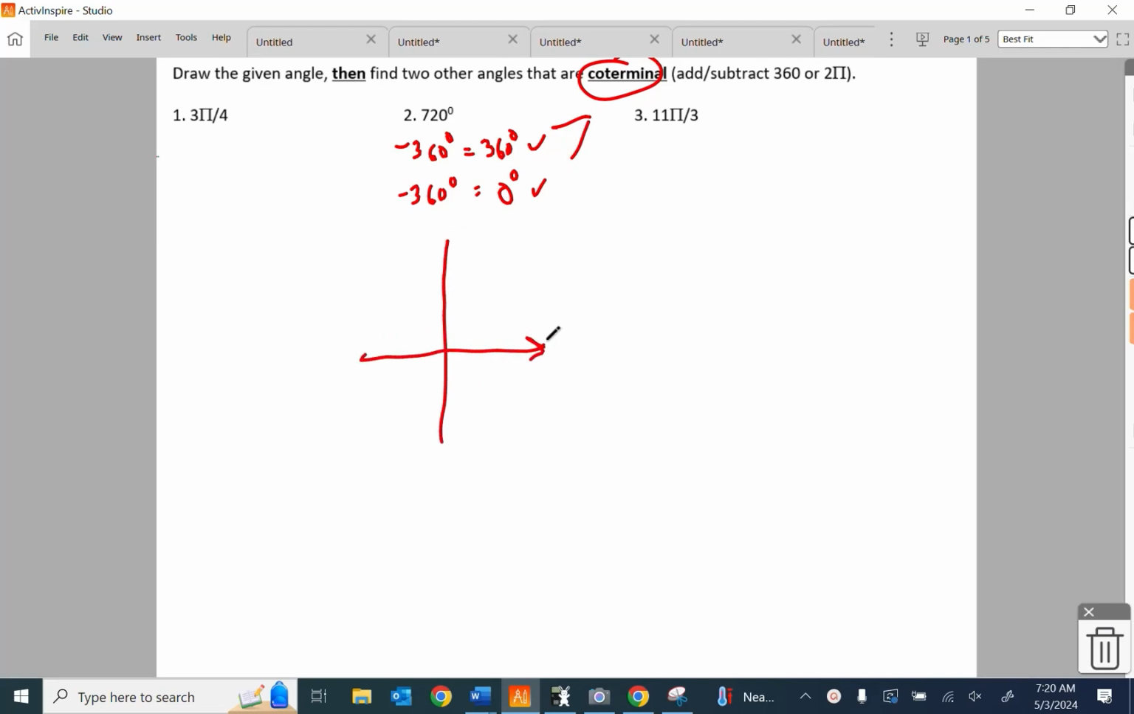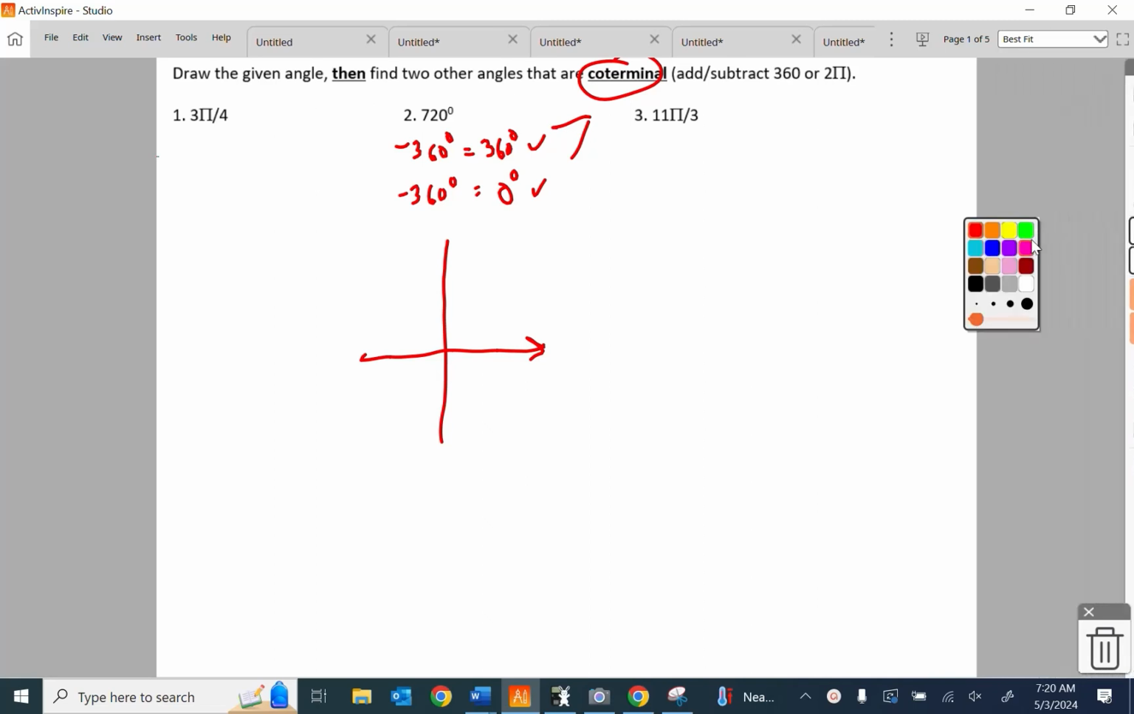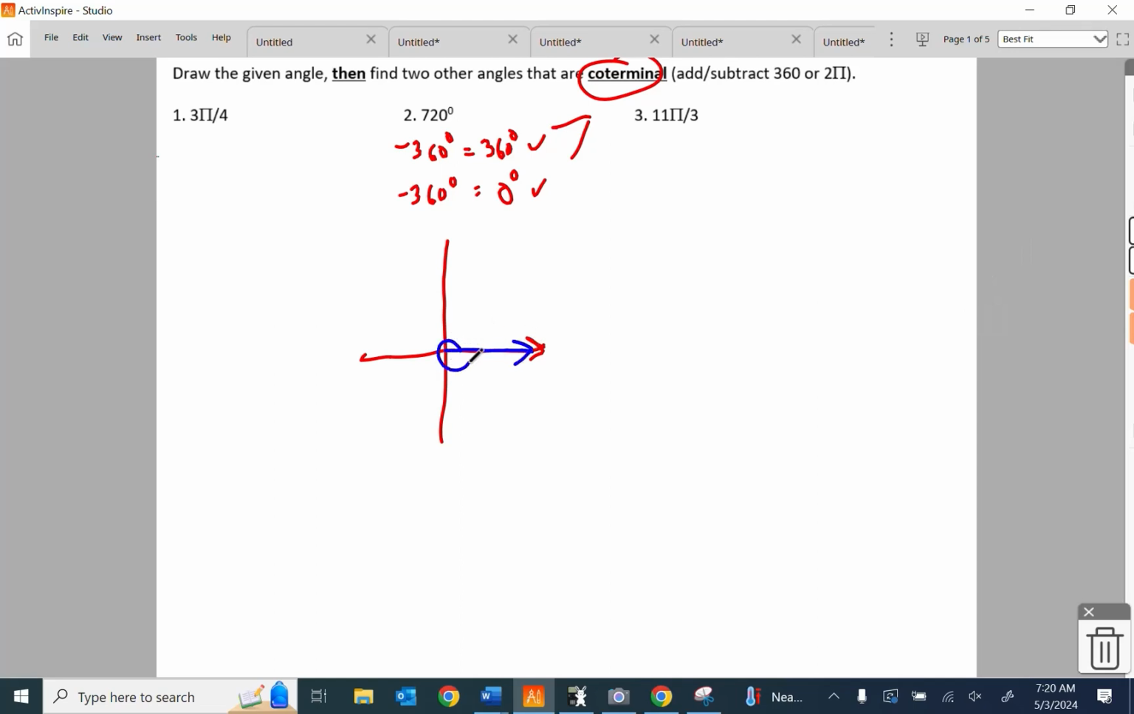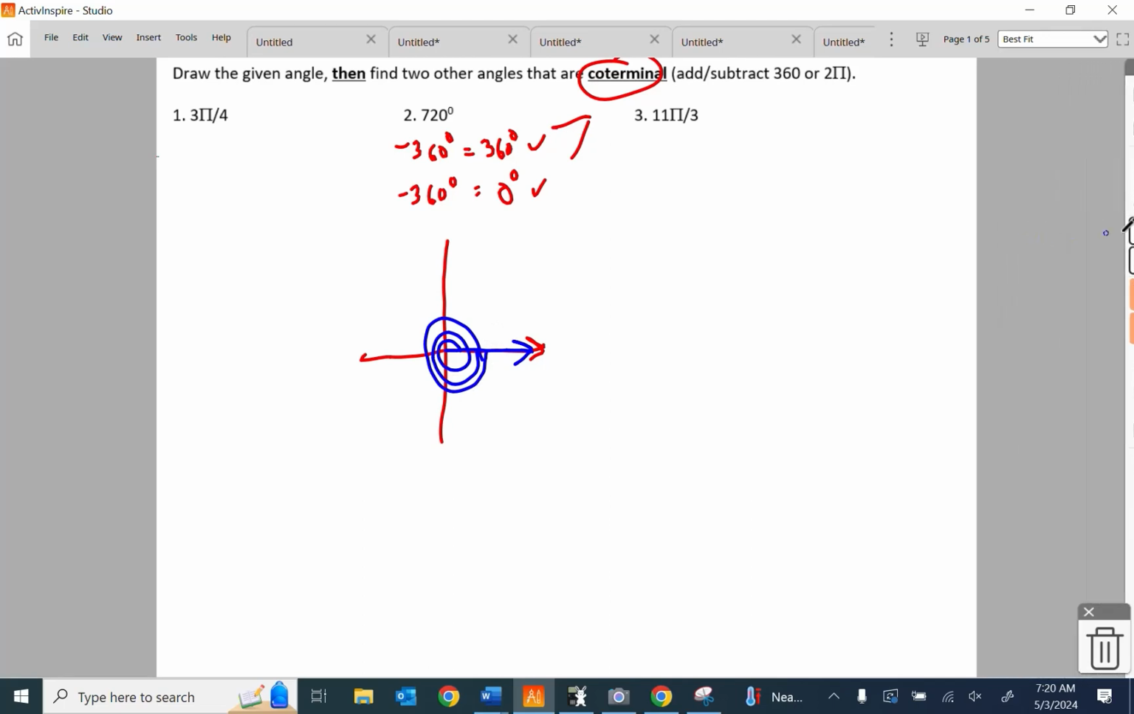Now, angles start on the positive x-axis. That's where angles start. All angles, if they're drawn in standard position, start on the positive x-axis. And then they rotate to a terminal side. That was two rotations, I think. And then my third rotation. And any of those angles that I just talked about, the 360 or the 0, they all are in the same place.